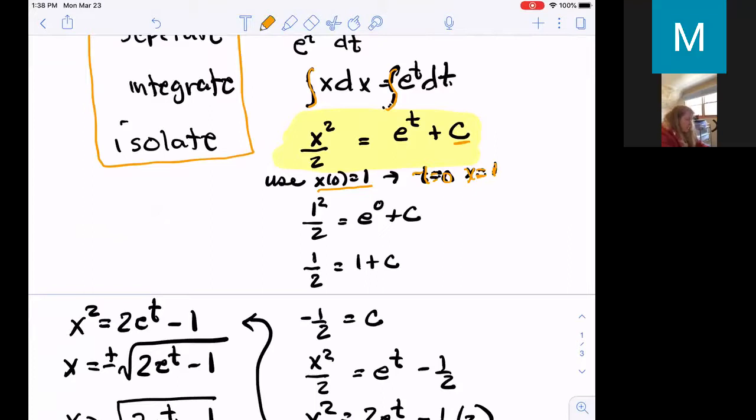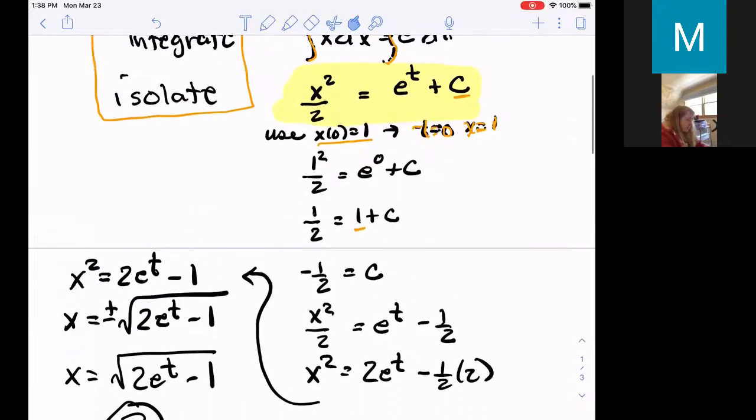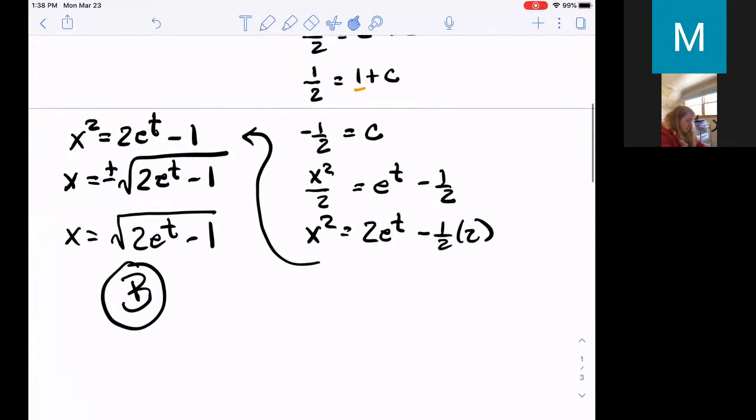My equation becomes 1 squared over 2 equals e to the 0 plus c. Anything to the 0 power we know is 1. Keep working with it. Solve for c, we get a negative 1/2, so we go back to our original that had the c in it. We put in our c value, which gives us the equation right here: x squared over 2 equals e to the t minus 1/2.